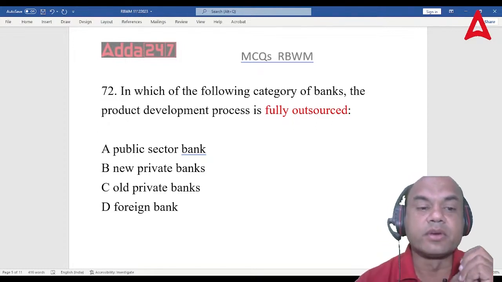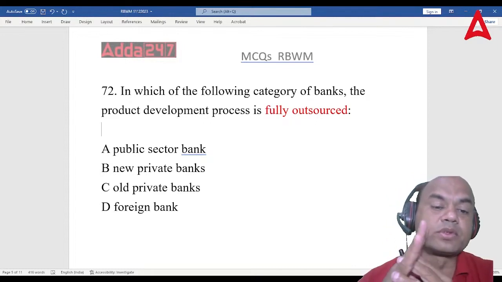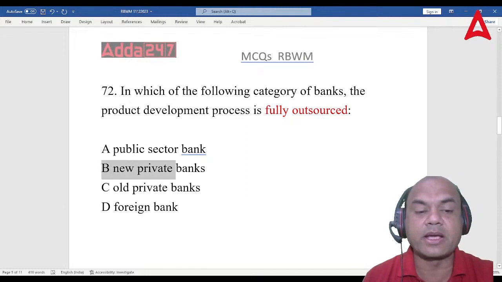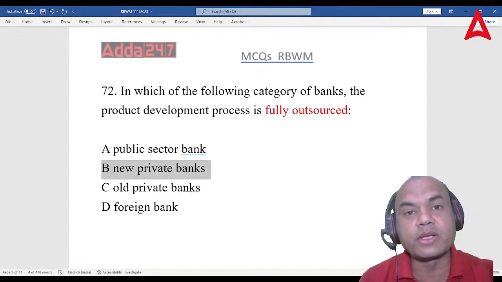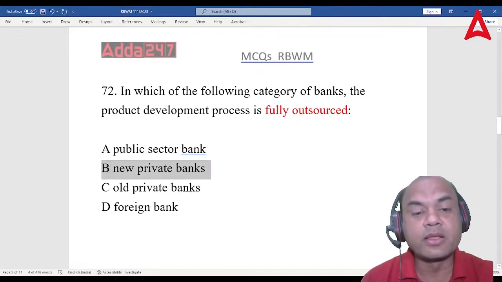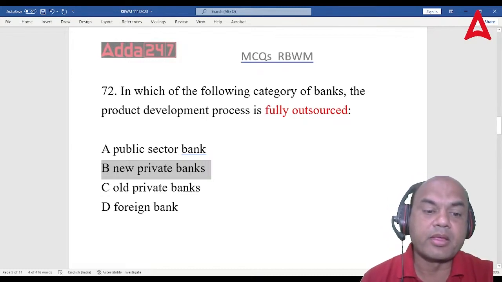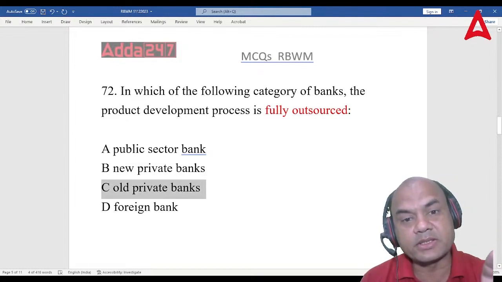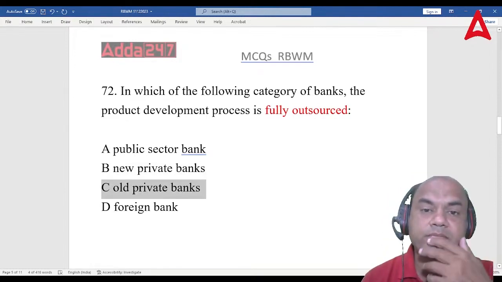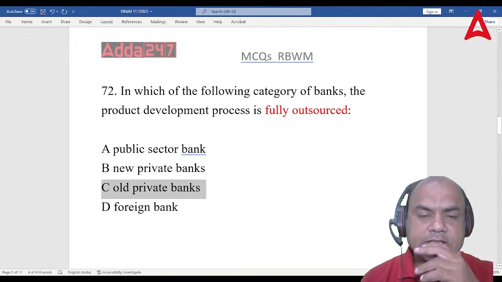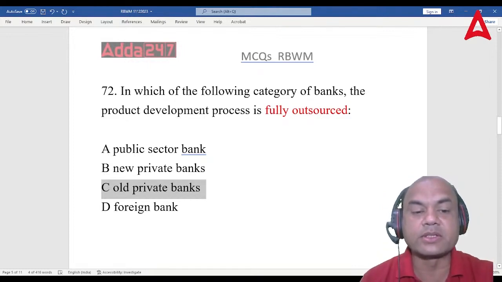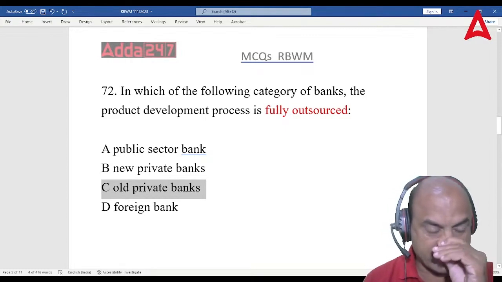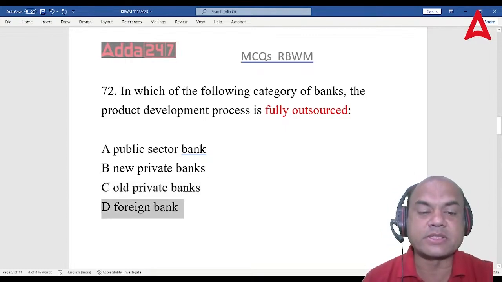Okay, so fully outsourced in which bank? New private sector banks are HDFC Bank, ICICI Bank, which have come into existence after 1991, the Narasimhan committee. Old private sector banks means those banks that were existing earlier, like Karnataka Bank, Karur Vysya. These banks existed long back. And the last one is foreign banks, like Citibank, HSBC.